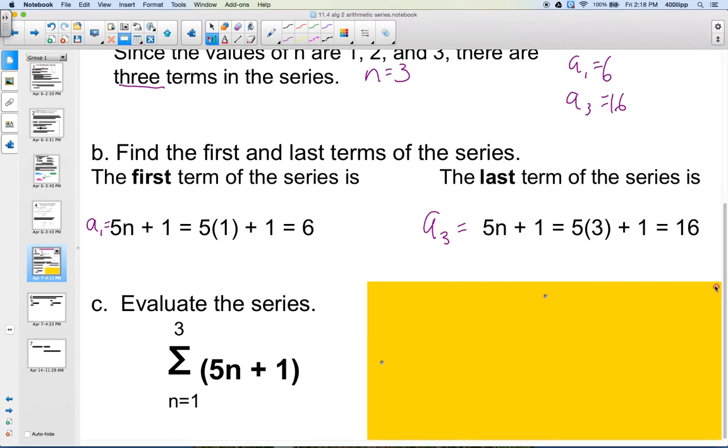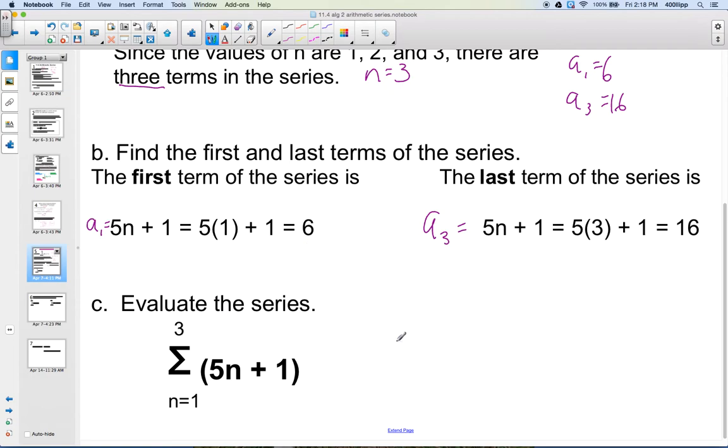We can evaluate the series now with all the information we know. So we're going to take our s sub 3, because we're adding up 3 numbers. We're going to do n, which is 3, over 2 always. Take our first term, which is 6, plus our last term, which is 16, and add these up. So we have 3 over 2 times 6 plus 16. 16 plus 4 is 20, another 2 is 22.